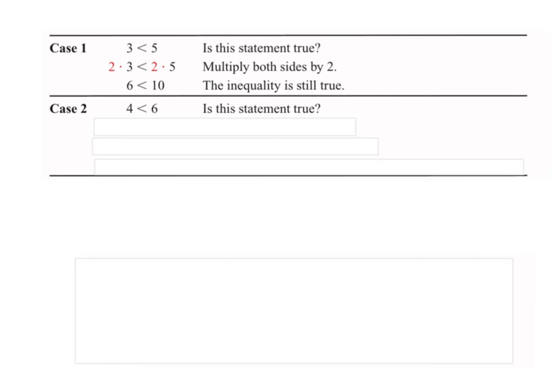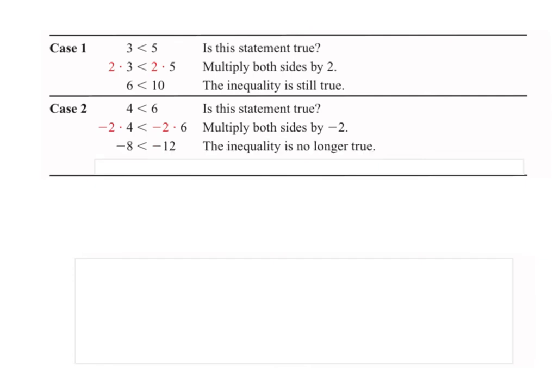So let's look at the next scenario here. 4 is less than 6. Is this a true statement? Now they want us to multiply both sides by negative 2. So we get negative 8 is less than negative 12. There is a problem. This inequality is not true. Negative 8 is not less than negative 12. It is larger than negative 12. Negative 8, however, is greater than negative 12, which is true.